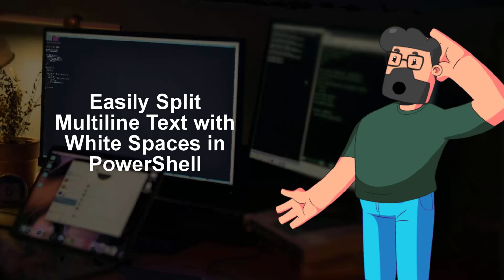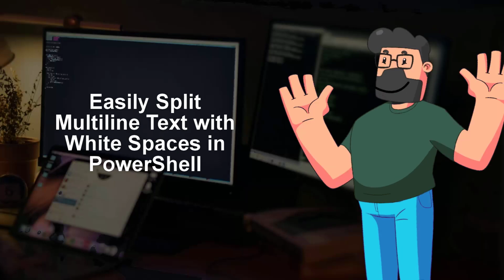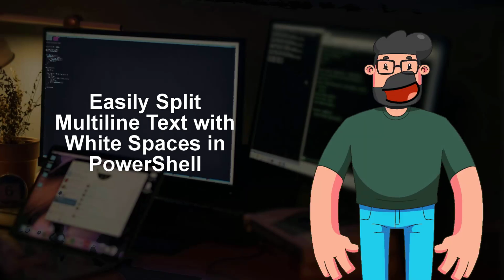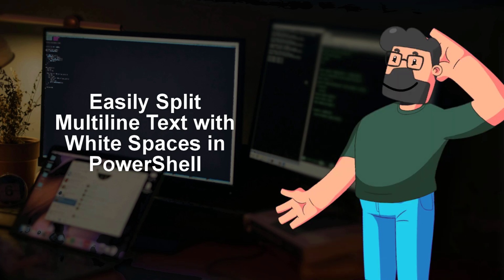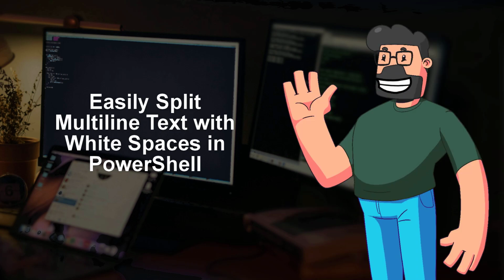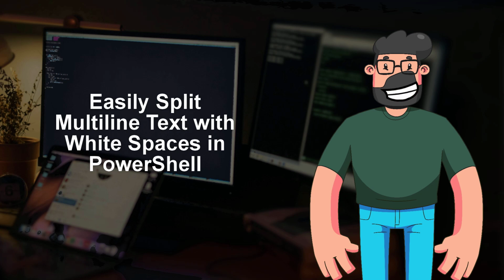Hey there. So, let's talk about a common issue that many people face when trying to split multiline text. The problem arises when attempting to break the text using a specific word, but encountering difficulties with whitespace handling. This can be frustrating, especially when dealing with structured data where precise splitting is key.